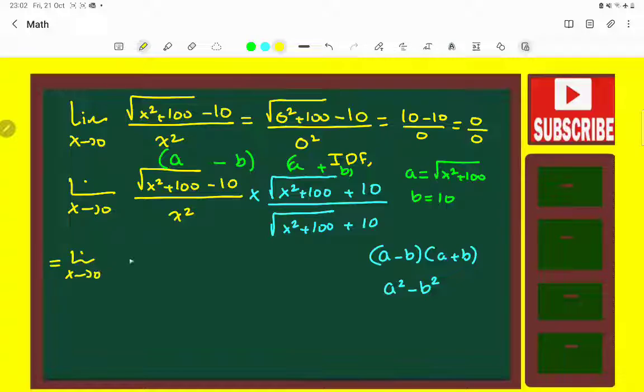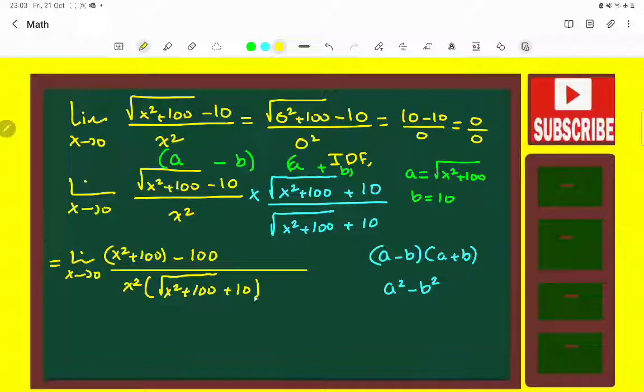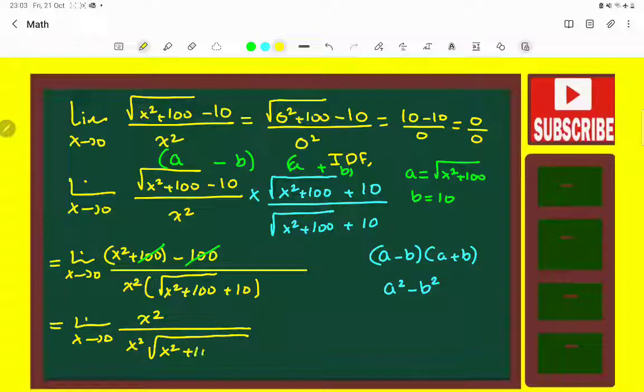Then if I try to expand the numerator, this is what will happen. I'll get the limit as x tends to 0 of x² + 100, because it's a square so I lose the radical, minus 10², which is 100, divided by the denominator, which is x² times (√(x² + 100) + 10). Then 100 and 100 will cancel out, and I will be left with x² in the numerator, over x² times (√(x² + 100) + 10).